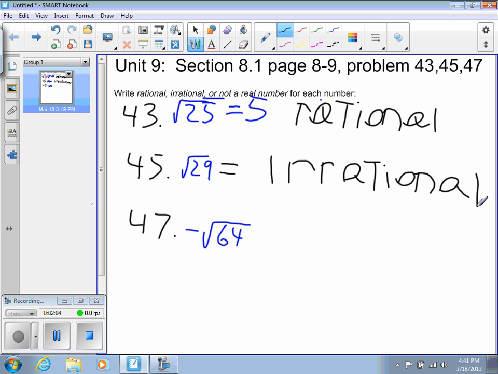Now, how about the negative of the square root of 64? Well, 64 is a perfect square, right? So this would equal the negative of 8. That can be expressed as a fraction, so yes, it is rational.